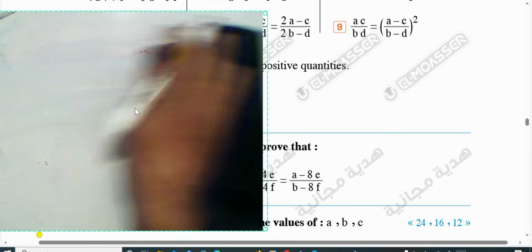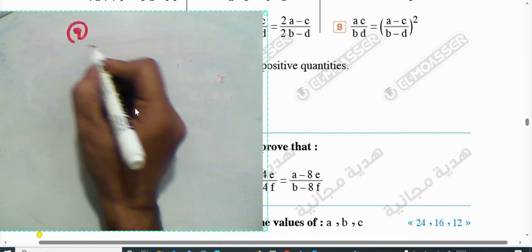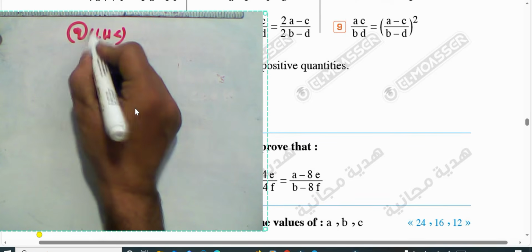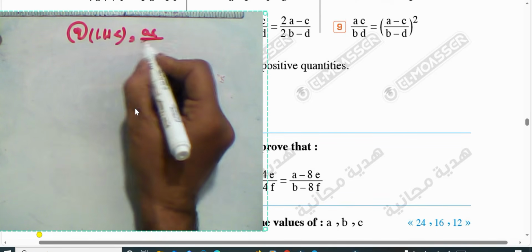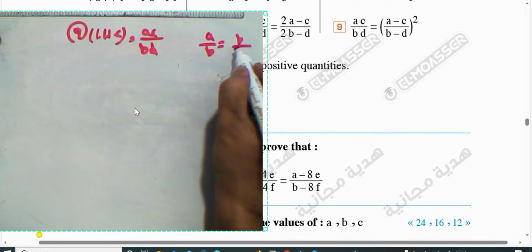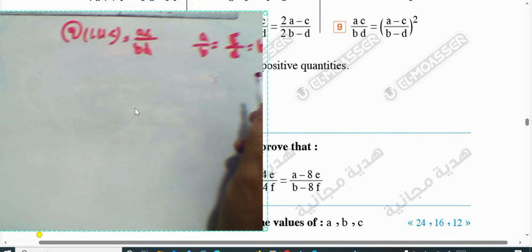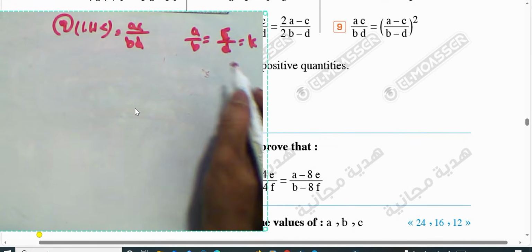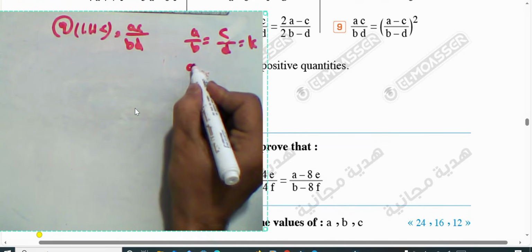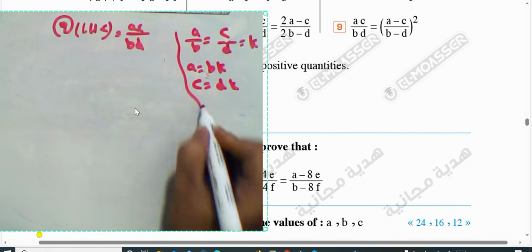Understood? Next question number 9. Left hand side is equal a c over b d. We know a over b equal c over d. Do you remember? In all examples I write these properties. A over b equals c over d equal k. Then the value of a equal bk and the value of c equal dk.